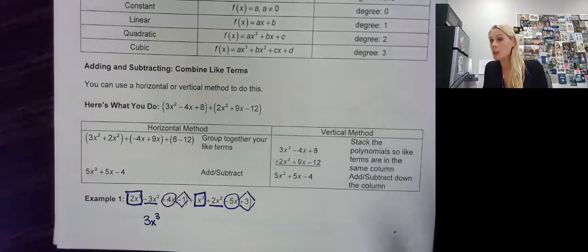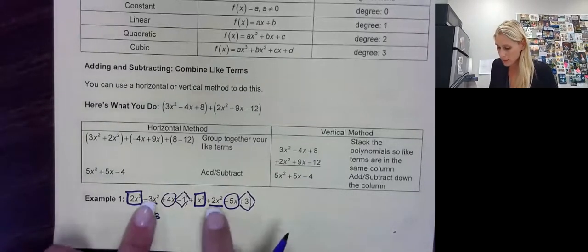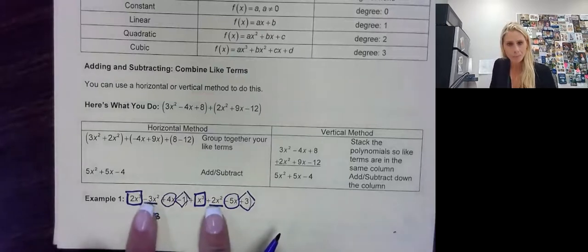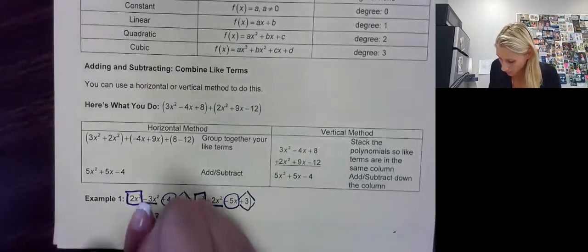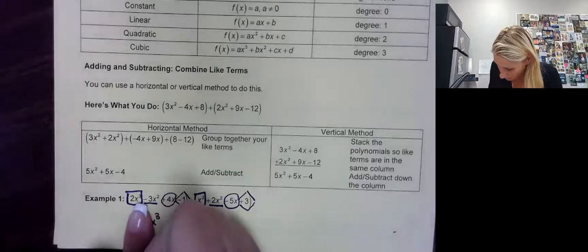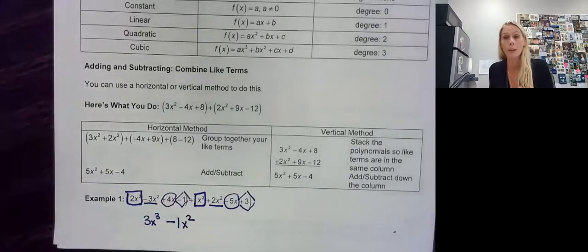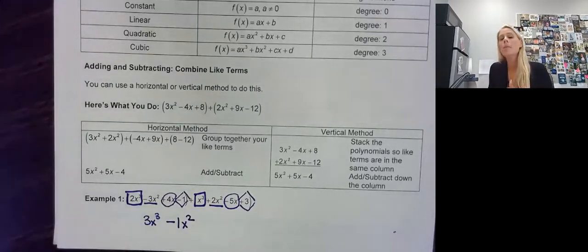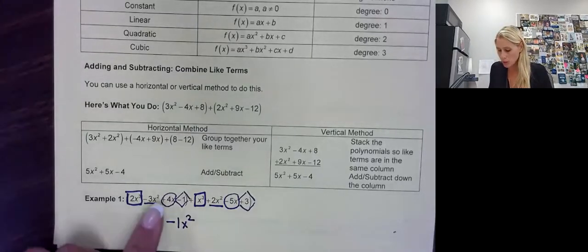You don't change the apple. There's still 7 apples. Let's look at our x squareds. We have -3 here and 2 here. So -3 plus 2 is -1. And you do not have to put the 1. You have to put the minus, of course, but you do not have to put the 1 if you don't want to.